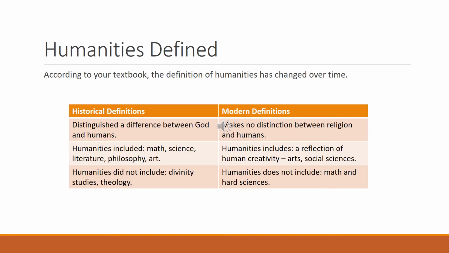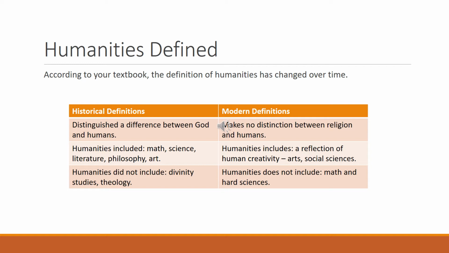The definition as we know it today is much different than it was historically. In the past, the humanities was specifically the study of any subject matter that originated with or was reflective of human creativity. Humanities was viewed as separate from anything related to God. This means that topics such as mathematics, literature, painting, sculpture, architecture, philosophy, and the hard sciences, such as physical science and zoology, all fell under the category of the humanities.